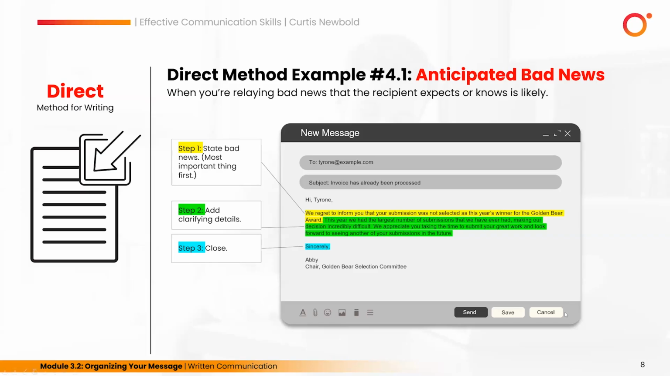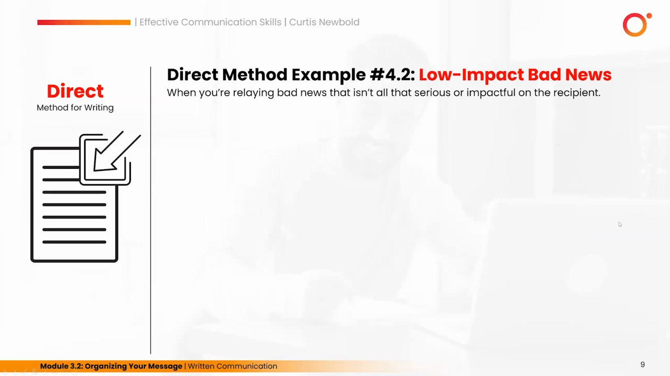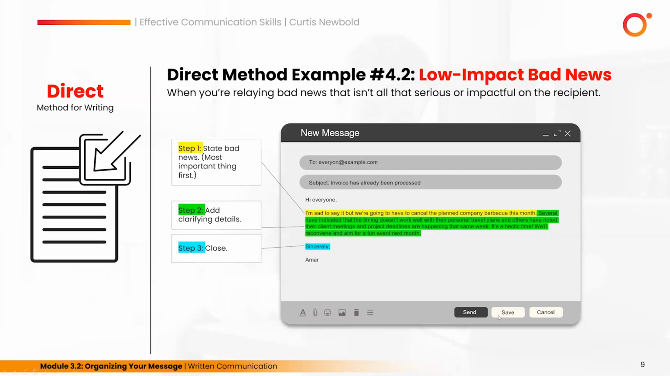Let's look at another way that this would work in bad news. This is low impact bad news, meaning it doesn't have a significant effect on their personal or professional life. They're not going to be overly disappointed or sad about it, or upset or mad about the news, just mildly disappointed. So this is when you're relaying bad news that isn't all that serious or impactful on the recipient. So another quick example, direct method here.